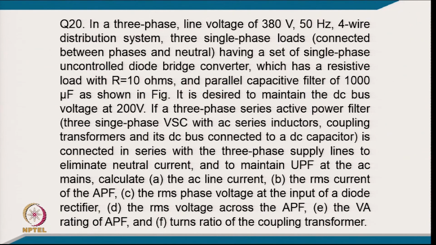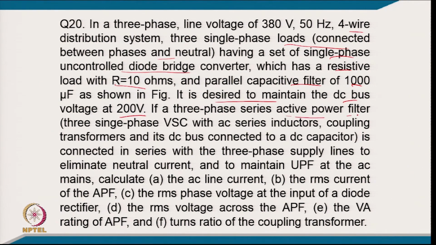So, coming to the solved example 20: in a 3-phase line voltage of 380 volt, 50 hertz, 4-wire distribution system, 3 single phase loads are connected between phase and neutral, having a set of single phase uncontrolled diode bridge converters which have a resistive load R equal to 10 ohm and a parallel capacitive filter of 1000 microfarad. It is desired to maintain a DC bus voltage of 200 volt.